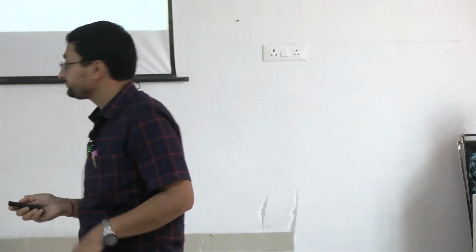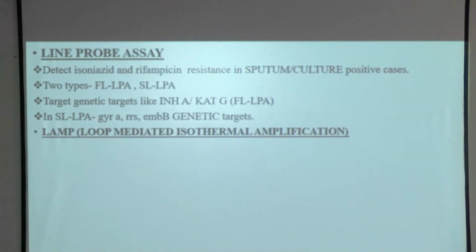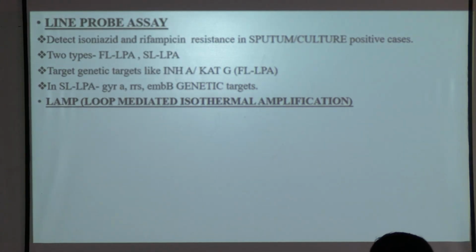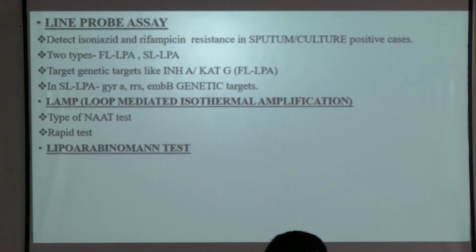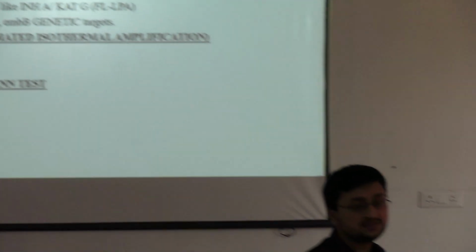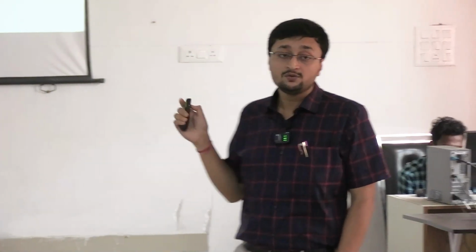Okay, so in SL LPA these are the genes, so fluoroquinolone and ethambutol resistance can be detected. LAMP is the newer method, LAMP means loop mediated isothermal amplification, so this is a point of care type of NAT test. And lastly, the lipoarabinomannan test. So what is lipoarabinomannan? It is an important structure of the cell wall. The lipoarabinomannan test is a rapid test from a urine sample. The patient's urine sample is tested for lipoarabinomannan, but this is not so specific, okay.